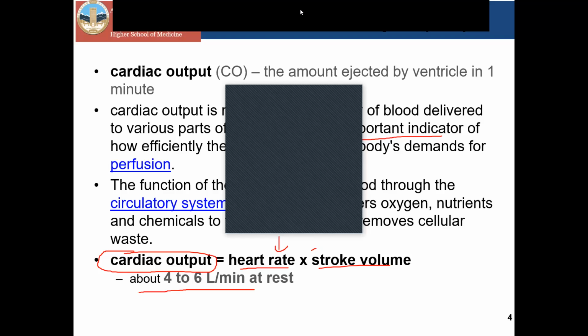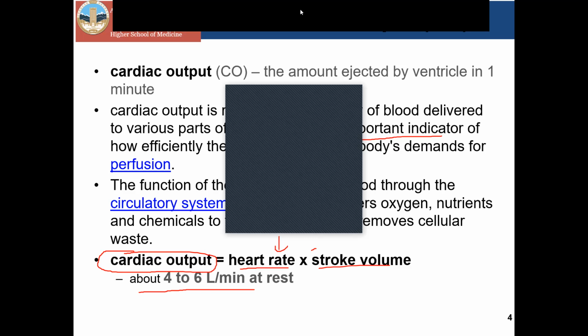Because after the heartbeat, we have pulsation in the vessels. This is why for counting our heartbeat, we count our pulsation. Understanding this or not? Yes, teacher, got you.